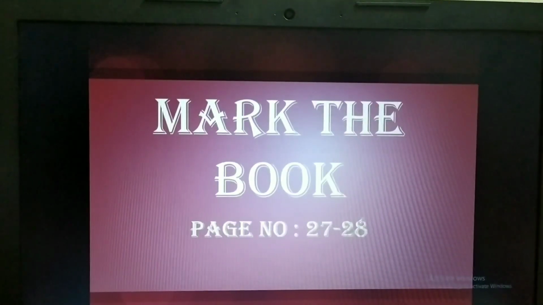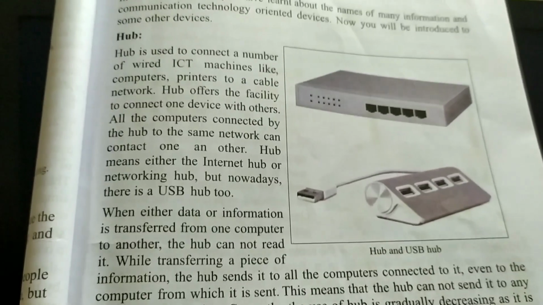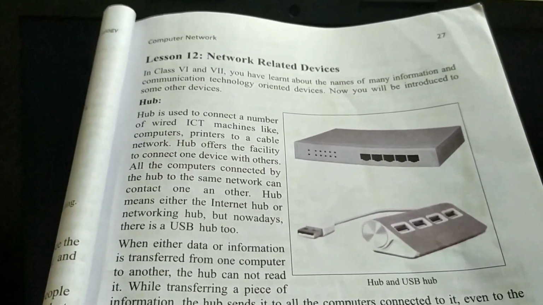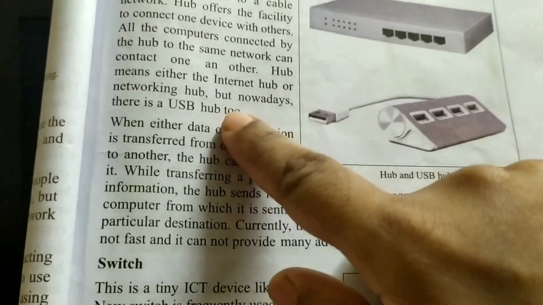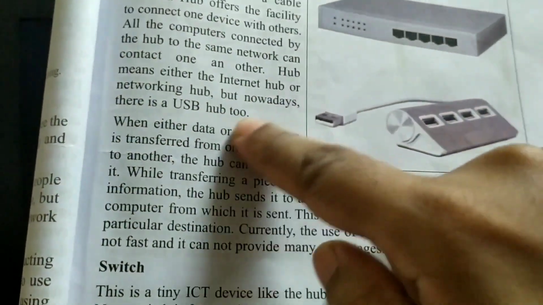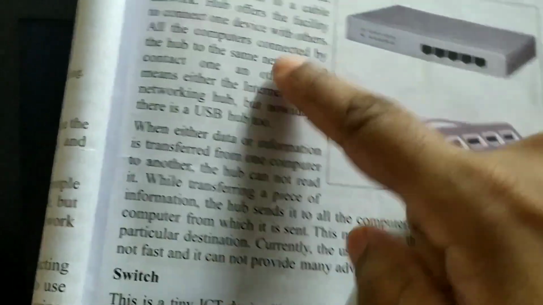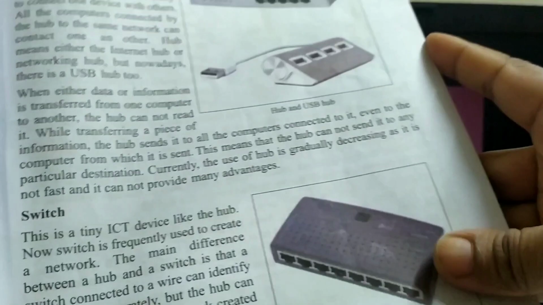Now mark the book. So what to mark: hub, switch and router. Girls, open page number 27. See hub, switch and router, how it works. From this part, how does hub work, you can write from this part. Obviously every single point you have to learn. This part, how does hub work.